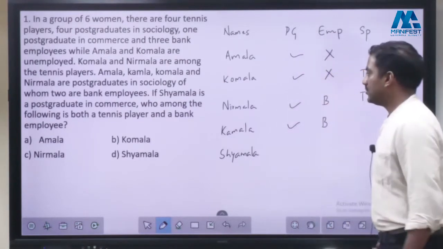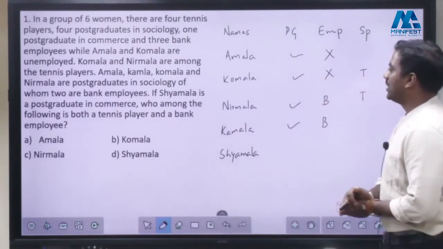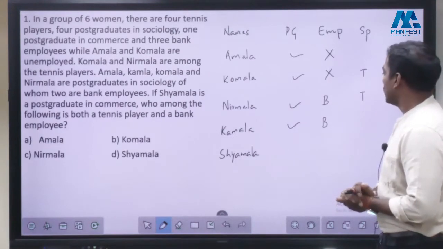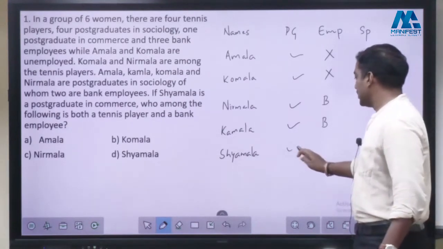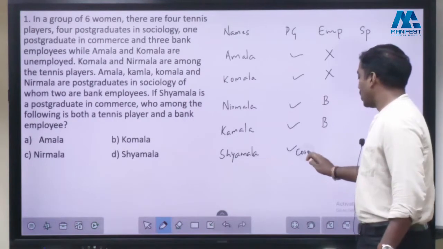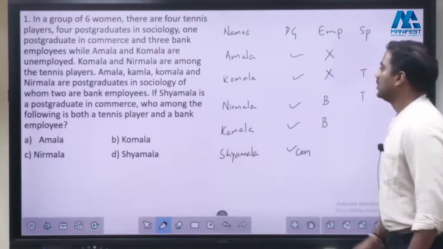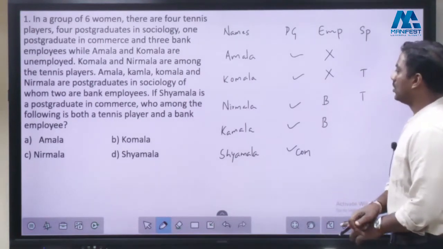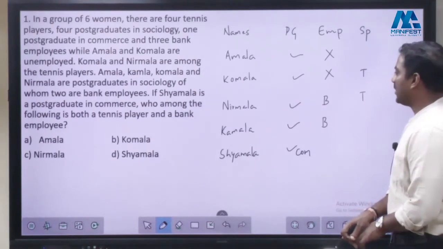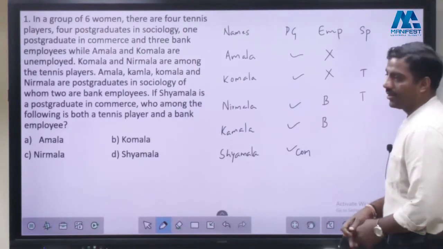Shamala is a postgraduate in commerce. Okay, postgraduate, but in commerce. All these are in sociology. Who among the following is a tennis player and a bank employee?